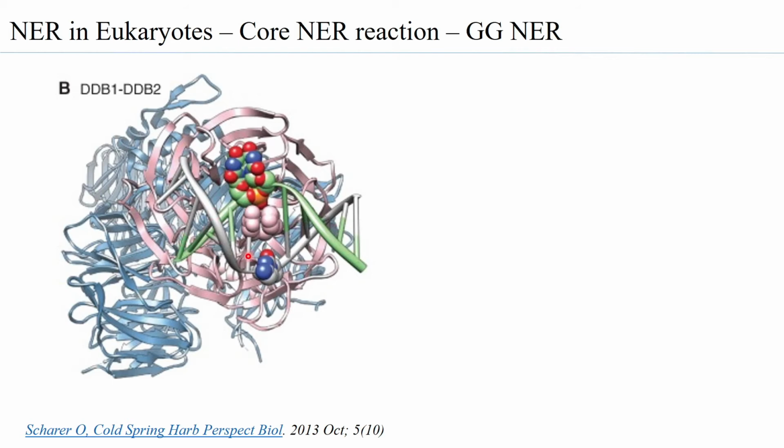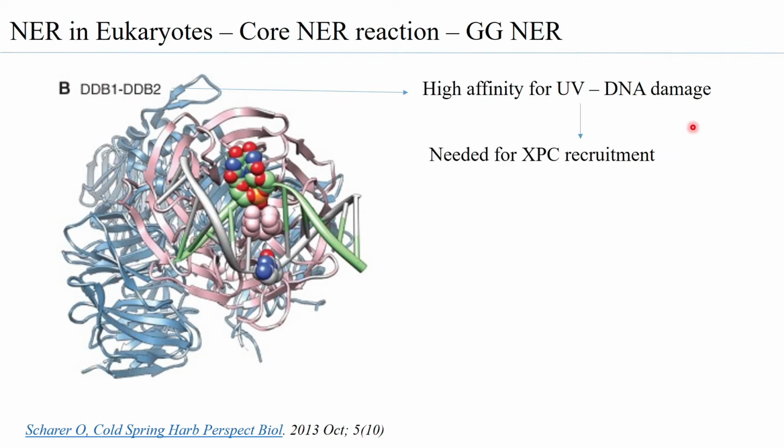So we talked about the fact that many adducts are recognized by DNA damage binding protein. You have B1 and B2 being present, and as you can see, you will find that the DNA is bound to by the DNA damage binding 1 protein and 2. It has very high affinity for UV DNA damage. It is definitely, on binding to the UV DNA damage, able to then recruit XPC.